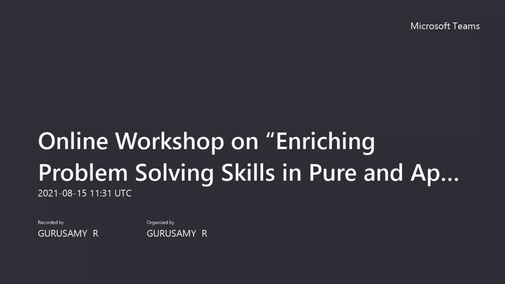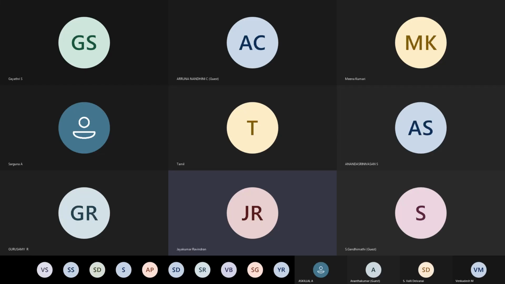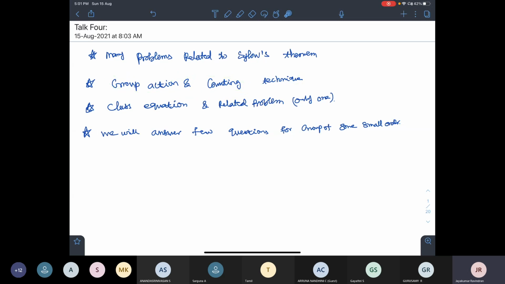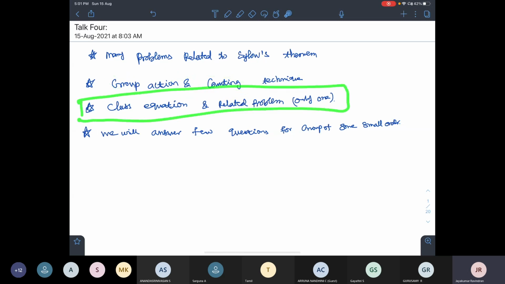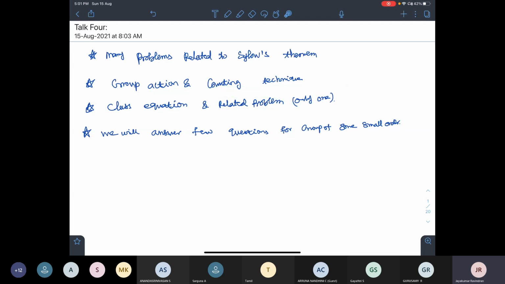Especially today, I will deal with this group action and counting technique. Most of the problems, possibly, I wanted to talk a little bit about the class equation and one question which is very important. That question came in NBHM exam, CSIR, and many places. Also they asked in interviews this particular question, and I know why.